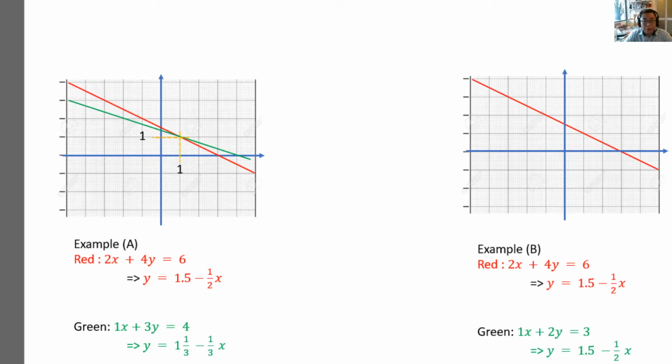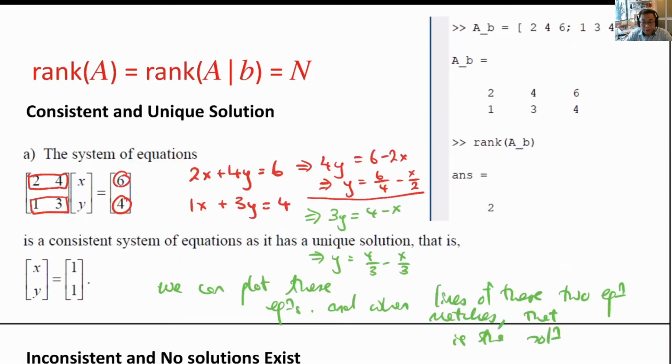This coordinate 1, 1 is the solution of these two equations. That is, this solution satisfies both equations at the same time. And therefore we say that this system of equation is consistent, and not only that, it has a unique solution. That is, there is only one solution, coordinate 1, 1, that satisfies both equations.